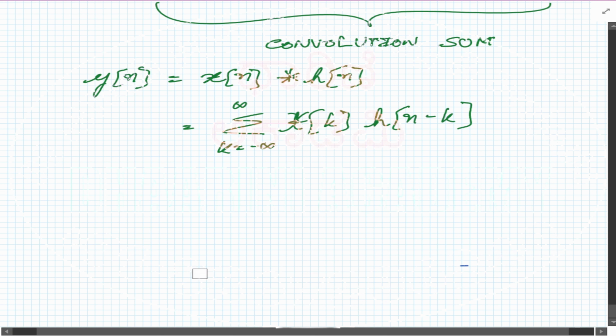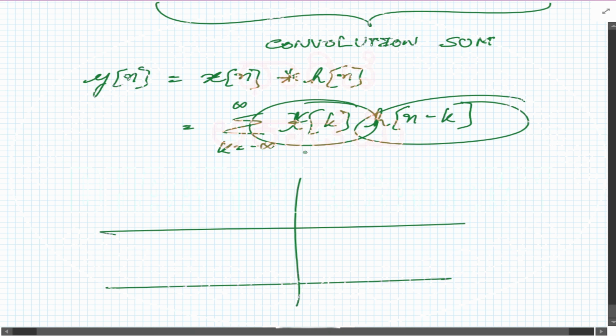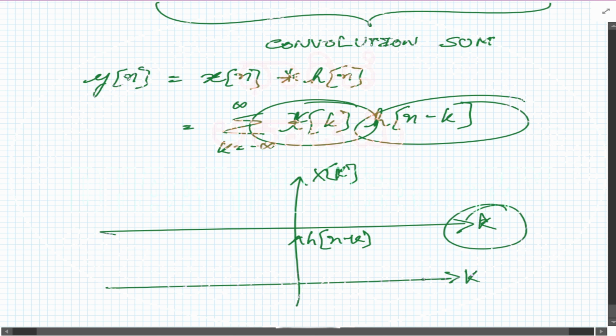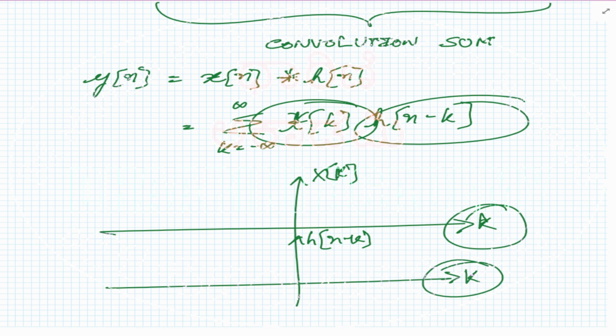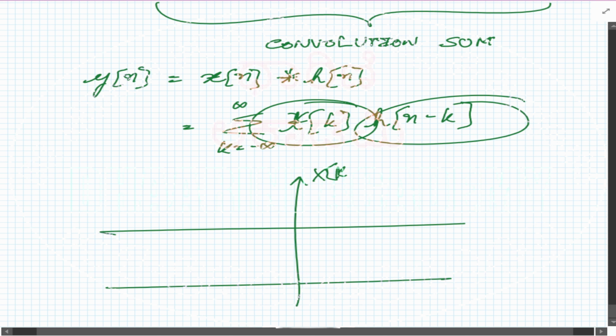I'll repeat what I mean. If I'm trying to plot these two functions as they are, my process is to plot x of k here and h of n minus k here. Now you see the variable is k. This is what I'm trying to say. My axis is k. My axis is not n. Are you fine with that? Because you can see the equation says it is x of k and h of n minus k.